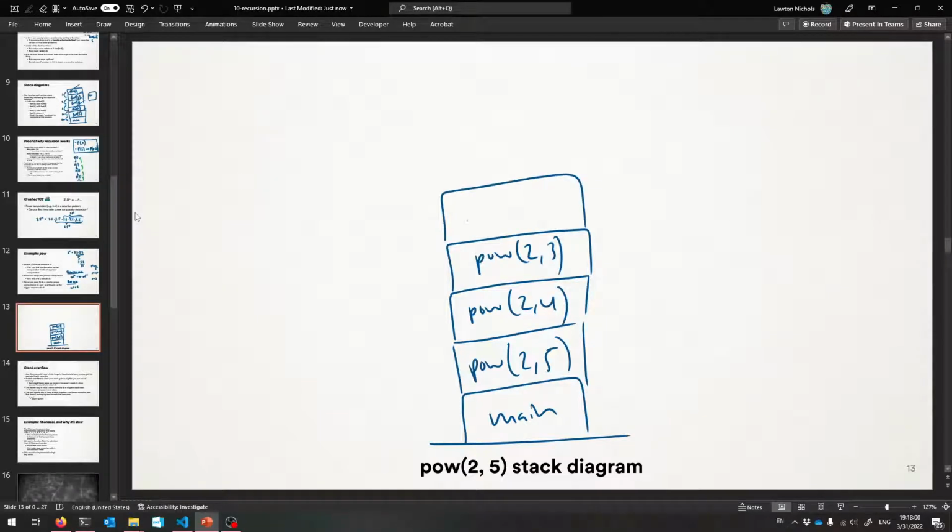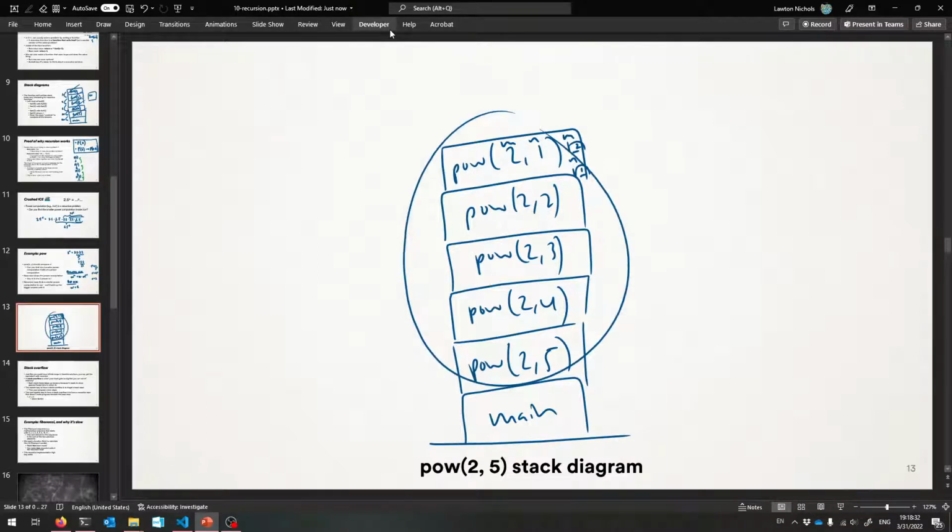So pow 2 to the 3 is going to call pow 2 squared. This is going to call pow on 2 and 1. And remember, this is m, this is n. These are all separate function calls. They all have their own values of m and n. Down here, m is 2 and n is 1 for this particular call. It's a completely separate variable. Remember that these are all different scopes, different stack frames. They all have their own variables.